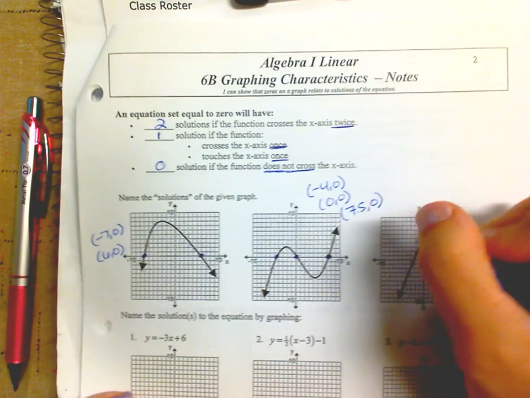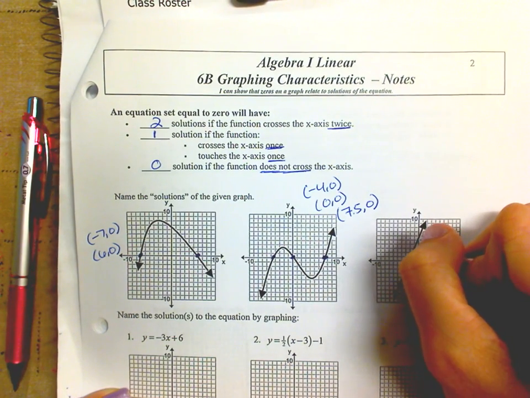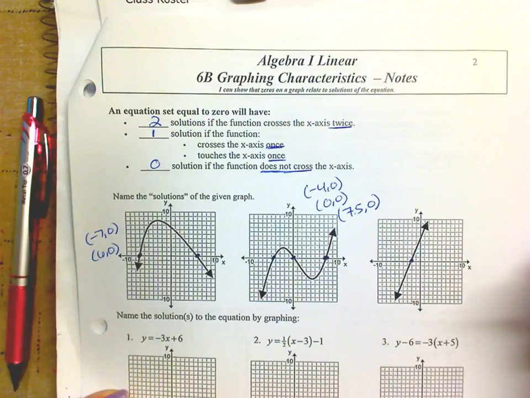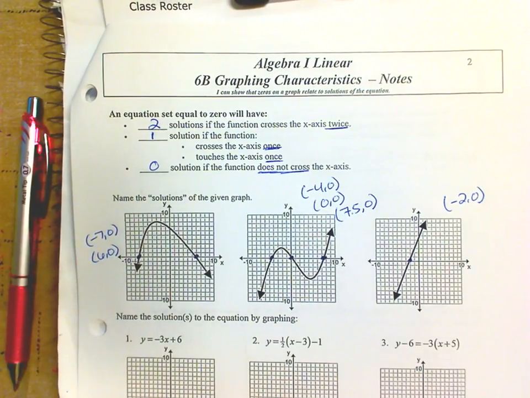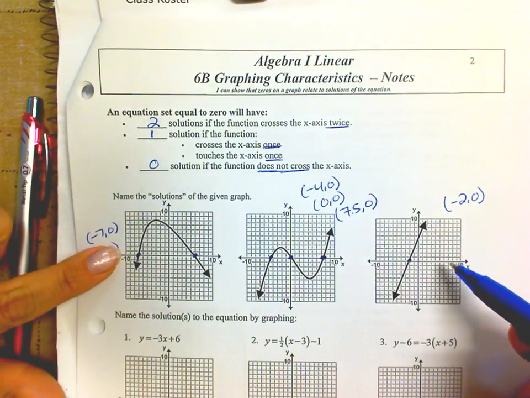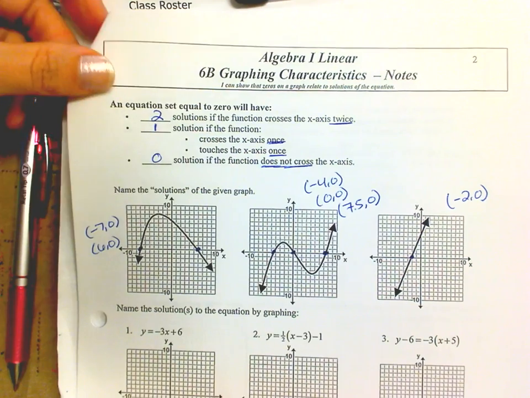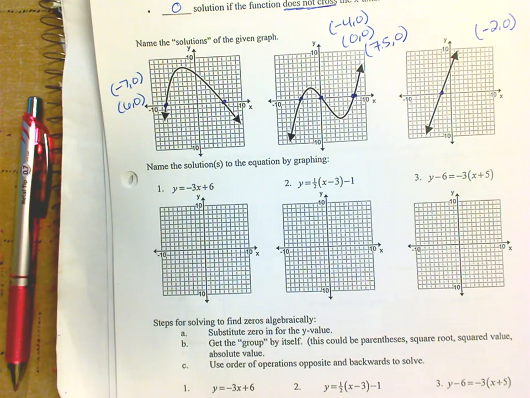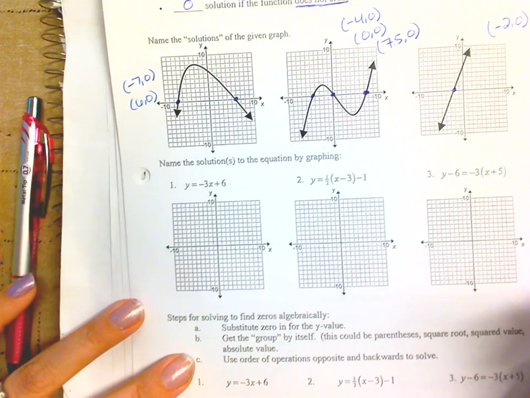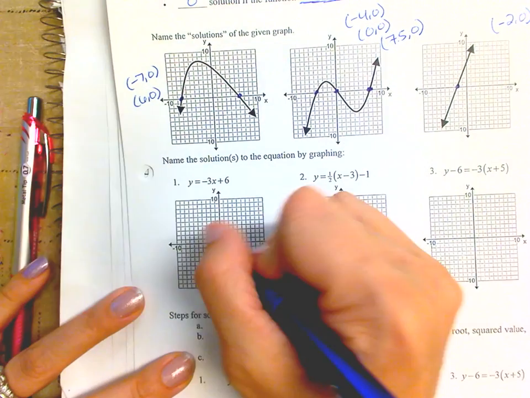And this one, it crosses the x-axis once, right there. So it has 1 solution, -2, 0. 1, 2, and 3 is just like what we did here, except you have to graph it yourself. So at this point, if you would like, you can just mute me for a second and you can check your work as we go.